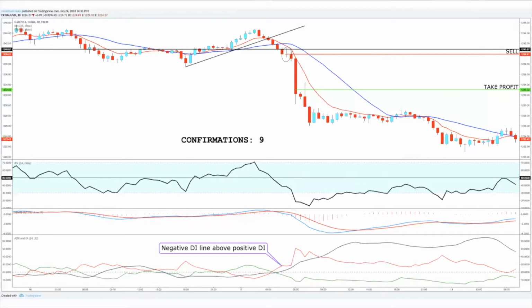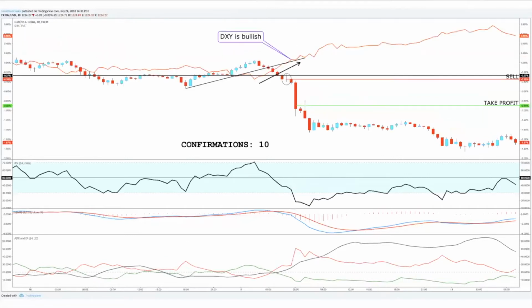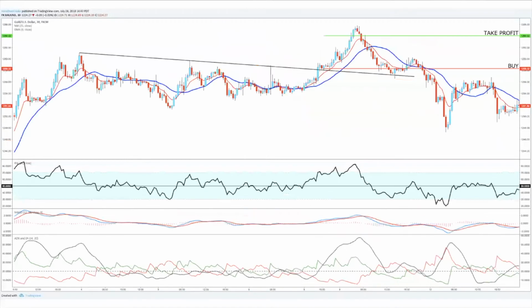Then our 10th and final confirmation, my favorite one, multi-index analysis. We can see that the price of US dollar index is rising, so that means the price of gold is going to tank. 10th and final confirmation for the sell in, out, profit, money in the bank, just like that.